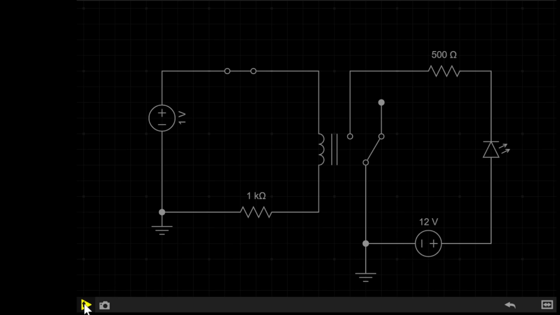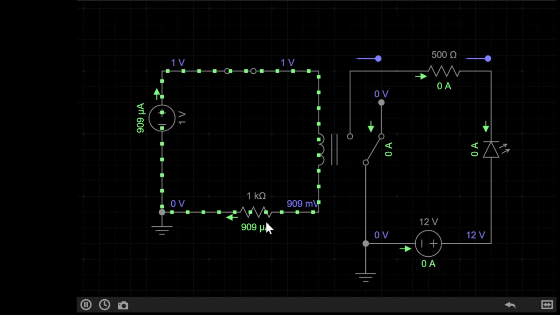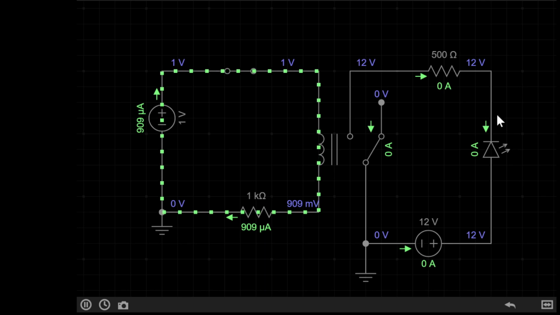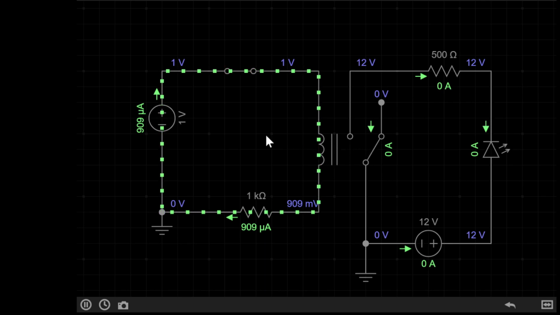If I simulate the circuit, you will see there is a small current flow on this side with just 1 volt, but no current flow on this side. That's because this relay has a switching voltage of 2 volts.